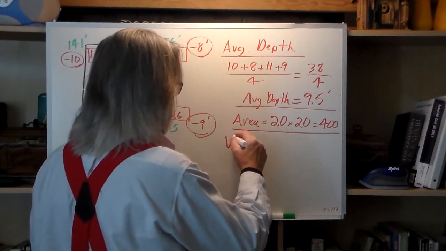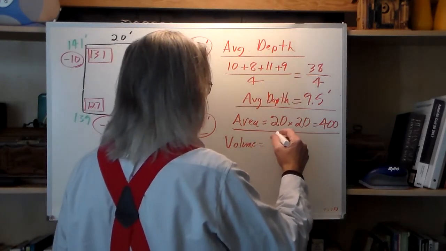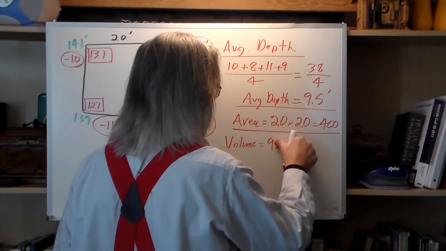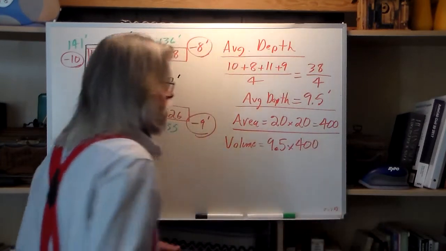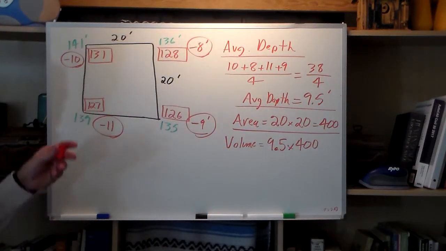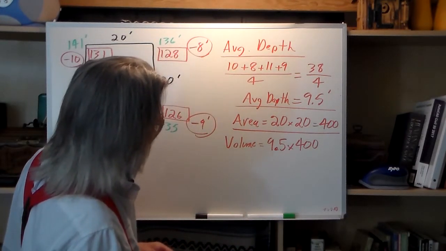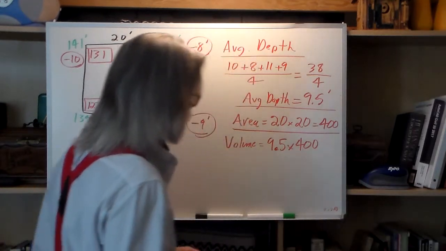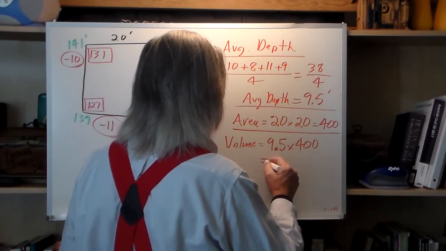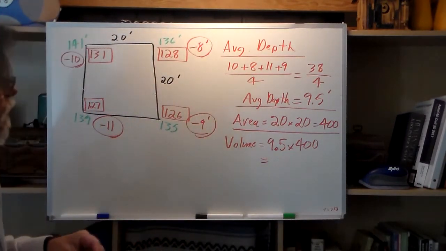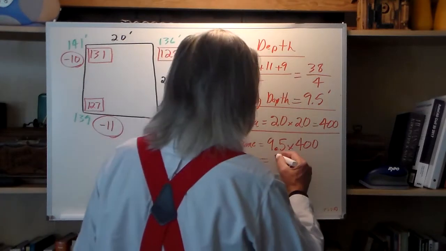Simple as that. Volume is 9.5 times 400. Volume of 9.5 times 400 is 3,400? Yeah, that is right. 3,800. Because 10 times 400 would be 4,000, and half of 400 is 200. Take that away, 3,800.